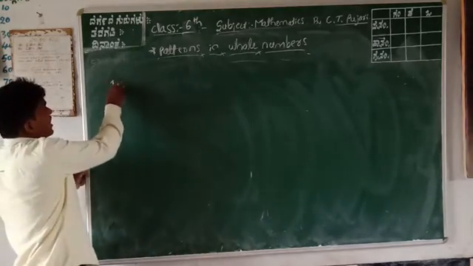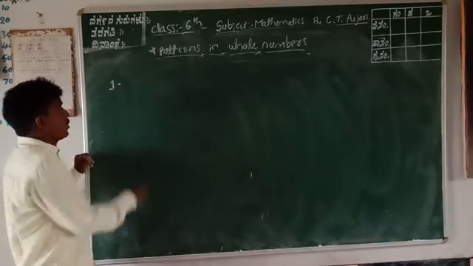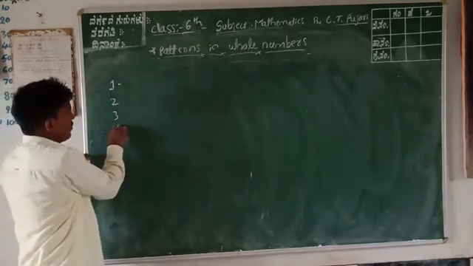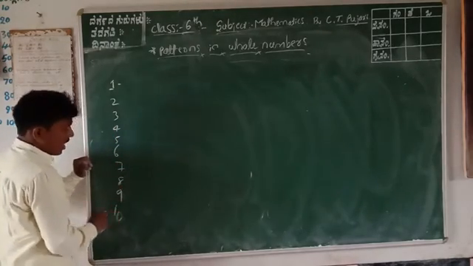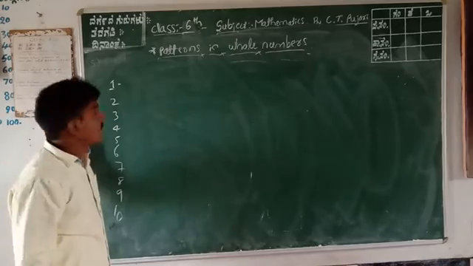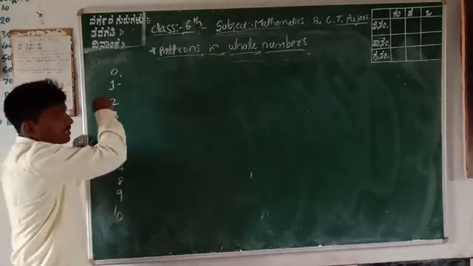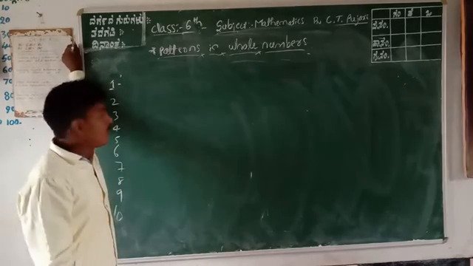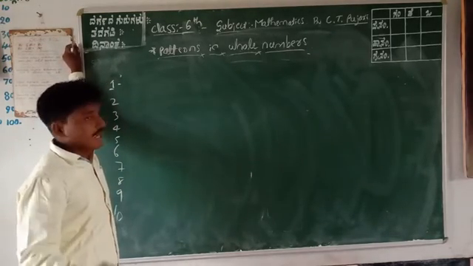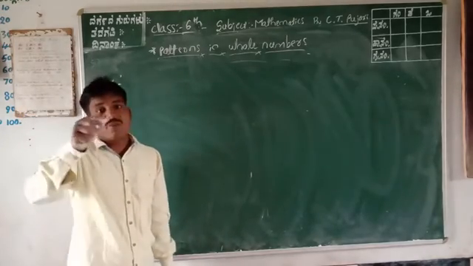One special pattern is 1, and also 2, 3, 4, 5, 6, 7, 8, 9, 10 up to infinity. These all are natural numbers, but 0 is also a whole number. These are all our numbers. What is the meaning of patterns? It means you can write one pattern.